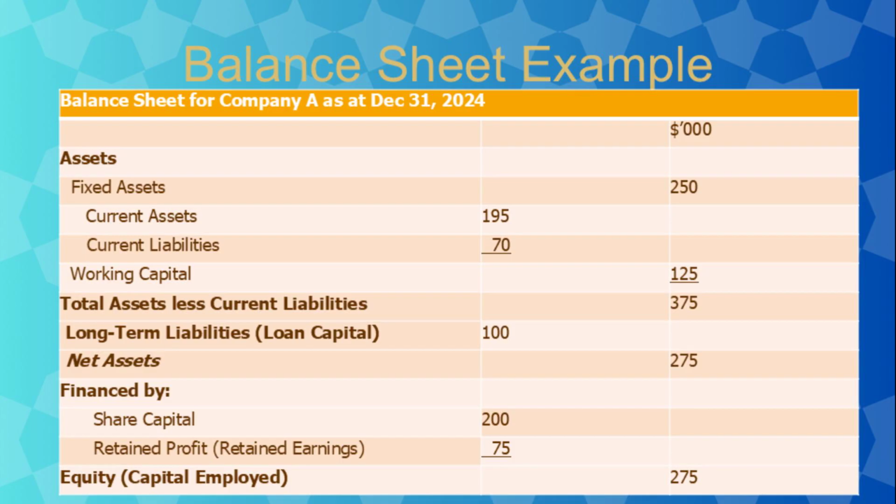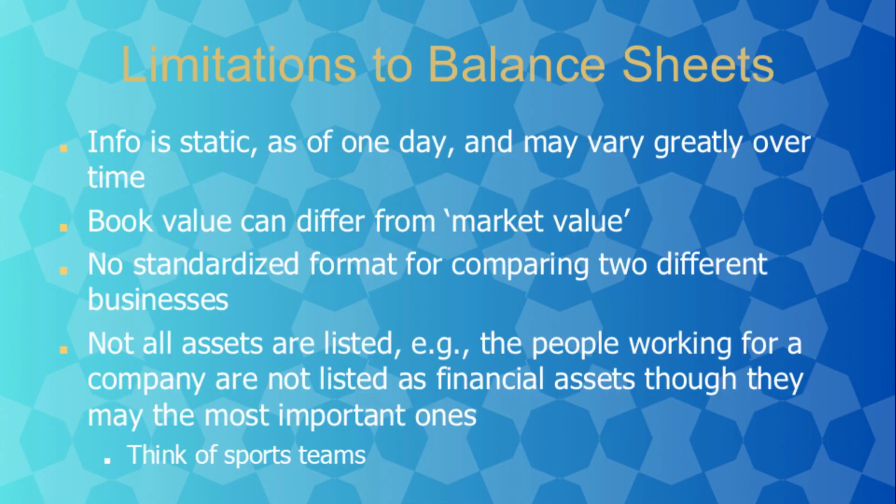Here is an example of a balance sheet for Company A as of December 31, 2024. It includes assets, liabilities, and equity, providing a clear picture of the company's financial position. Balance sheets have limitations, such as static information that may vary over time, differences between book value and market value, and the lack of standardized formats for comparison between businesses.